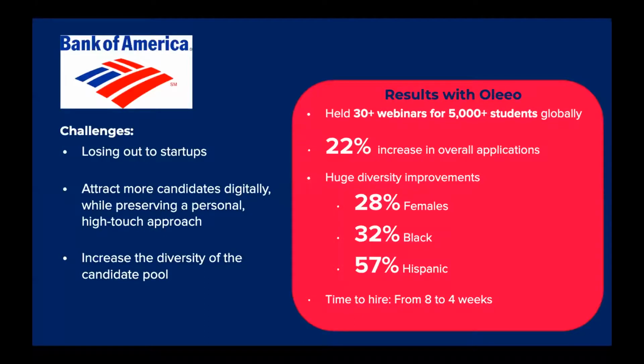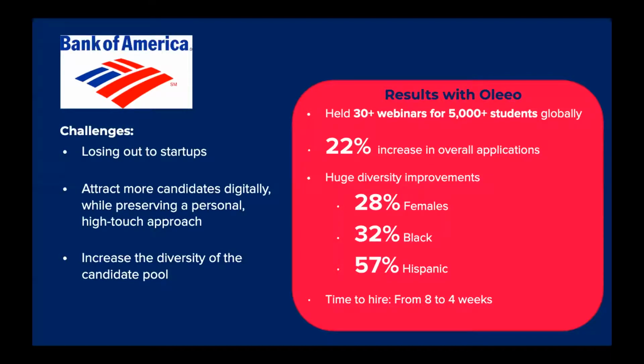So candidates would receive either offers or just wouldn't even make it through the process because they were getting offers from hip, cool startups in Silicon Valley. And so they needed to figure out a way to address that. And Bank of America really wanted to attract more candidates digitally, but keep that personal touch.